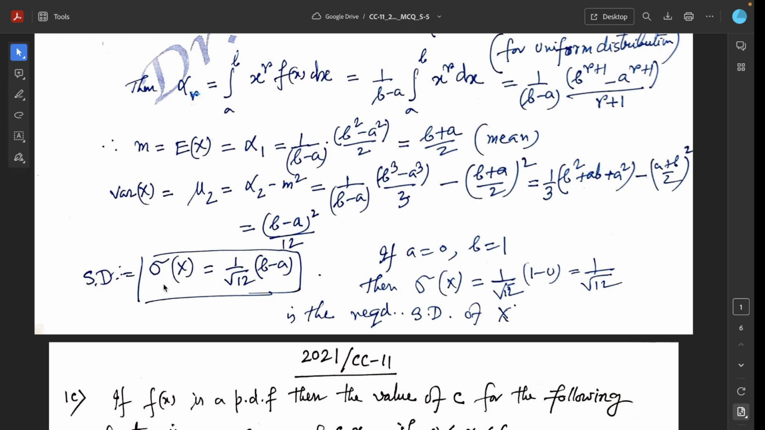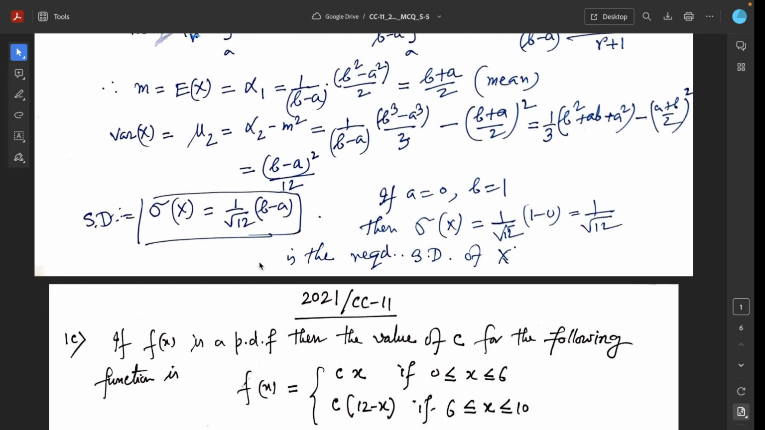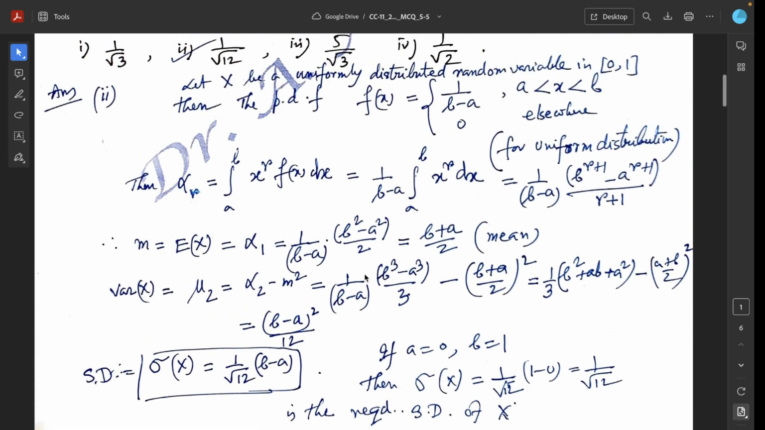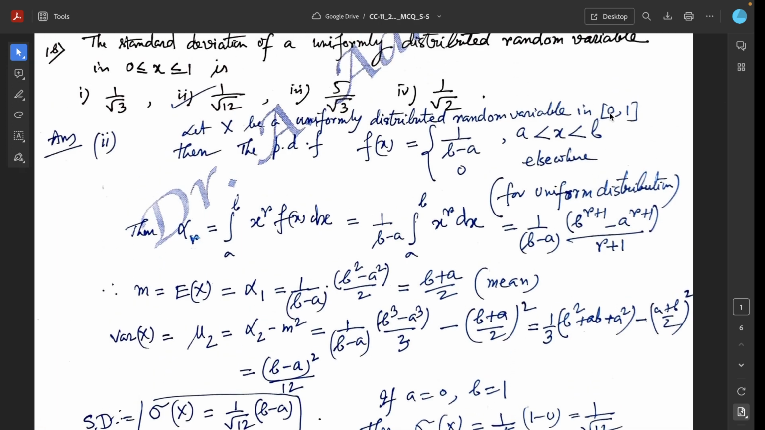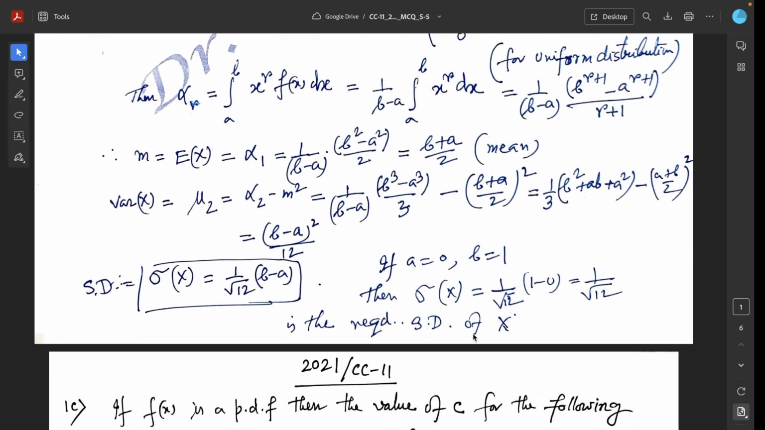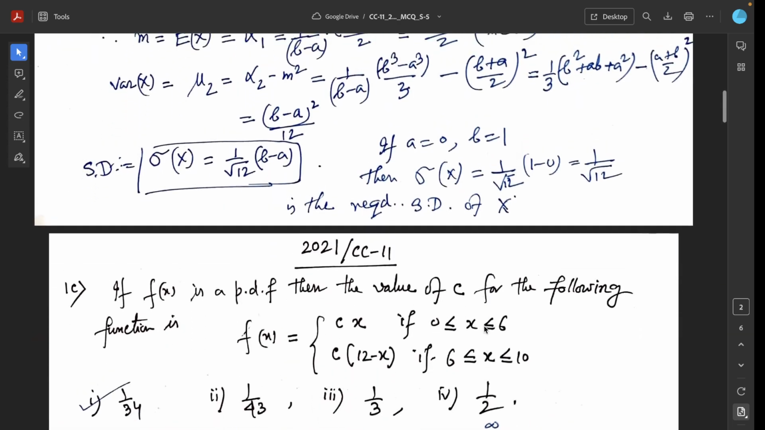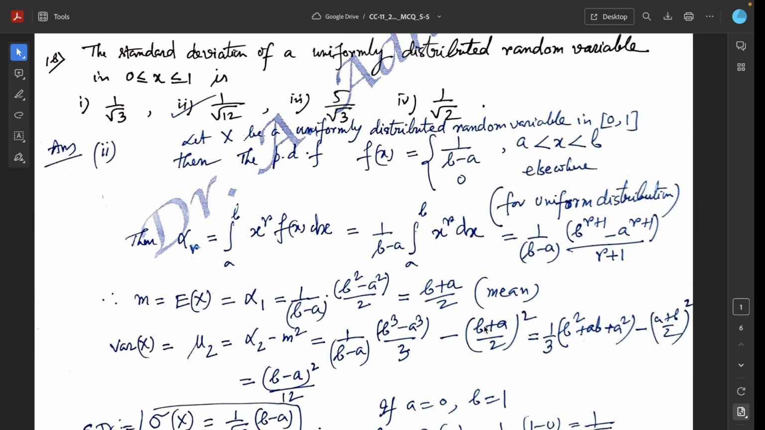So standard deviation sigma x equals one by root 12 into b minus a. Now if a equals 0 and b equals 1, because your interval is 0 to 1 closed interval, so sigma x equals 1 by root 12, which is the required standard deviation. 1 by root 12, option is 2.